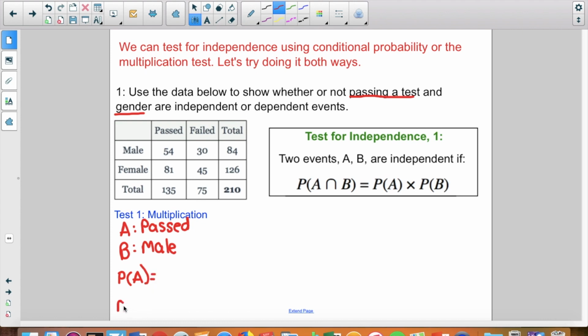We're going to need to find the probability of B, and then we'll get to the rest. Let's start there. The probability of A, the probability that you passed the test. So we look at the total. 135 people passed the test out of 210 total. Now notice I used the absolute total because we're not using a given probability or a conditional probability here. We want to look at everyone who took this test.